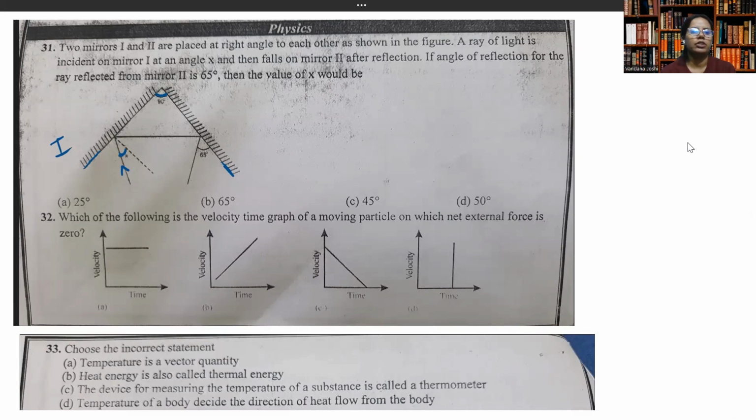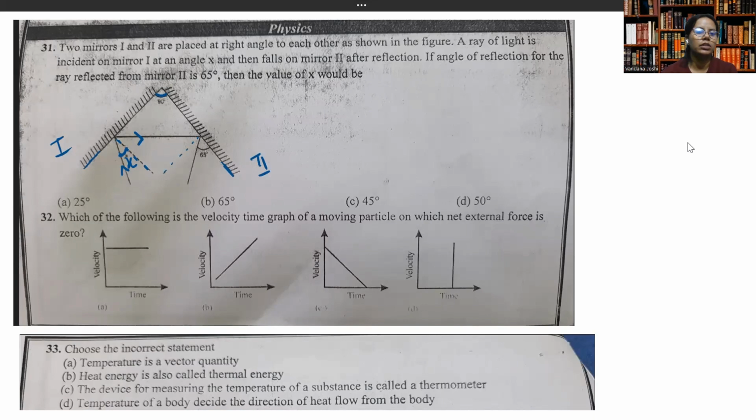mirror 2 after reflection. So this is the reflected ray, and this is the normal that is drawn over here. And this reflected ray is going to fall on mirror 2 and would be reflected at an angle of 65 degrees. And we need to find out this unknown value x. Okay. So from what is given, I believe that diagram is a bit incorrect.